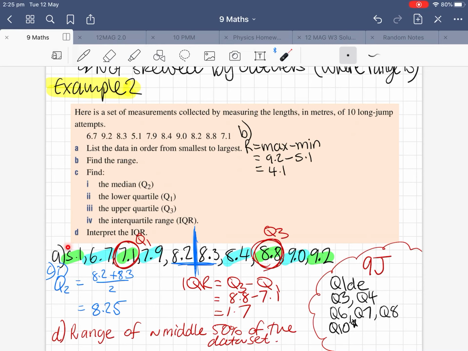So working with interquartile range, it's going to be easiest to make sure you write your data out in your book so you don't have to draw on your screen or on your textbook. So when you go to 9J, keep that in mind. Have a go at questions 1D and E, question 3 and 4, 6, 7 and 8, and question 10 if you're looking for a challenge. If you have any questions, you know you can email me.